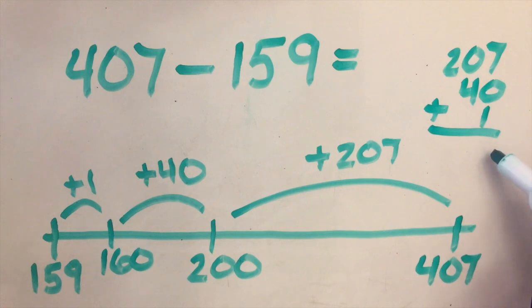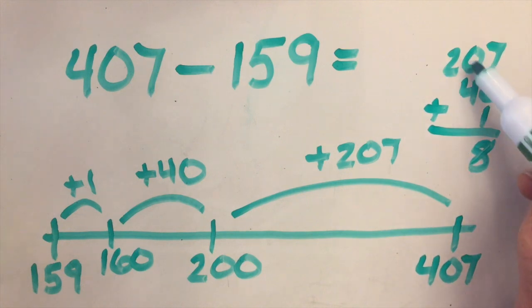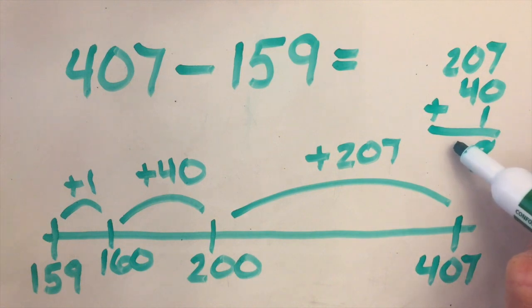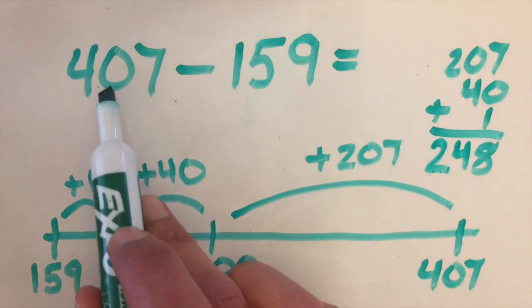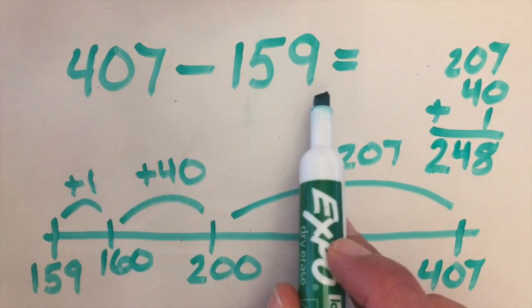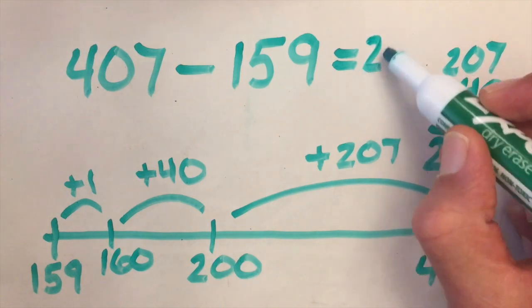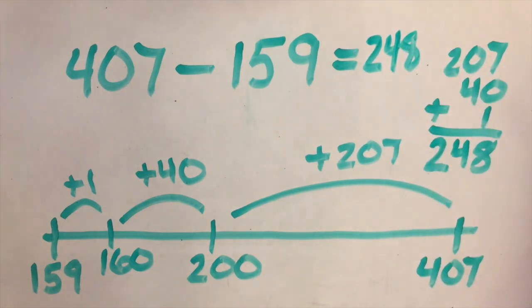7 and 0 and 1 is going to be 8. 0 and 4 in the tens place, 0 tens and 4 tens is 4 tens, and we just bring down the 2 from the hundreds. So the difference between 407 and 159 is 248.